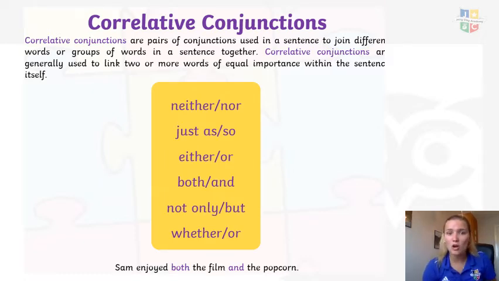So today we're going to look at correlative conjunctions, and these are pairs of conjunctions used in a sentence to join different words or groups of words in a sentence together. So they are generally used to link two or more words of equal importance within the sentence. So we've got words such as neither and nor, which we use together, just as and so, either or, both and, not only but, and whether or. So Sam enjoyed both the film and the popcorn. So it's how we can use two conjunctions in the same sentence to connect the words together.